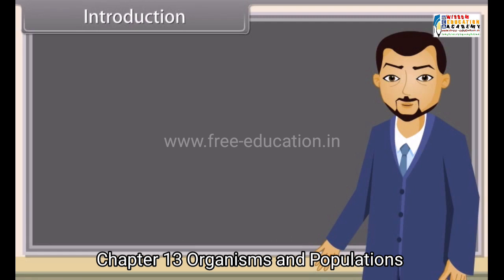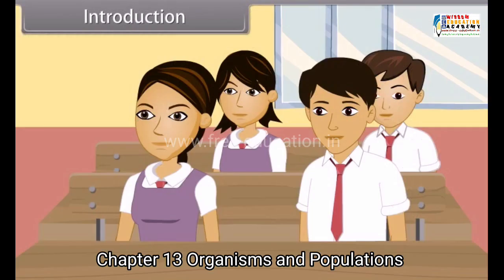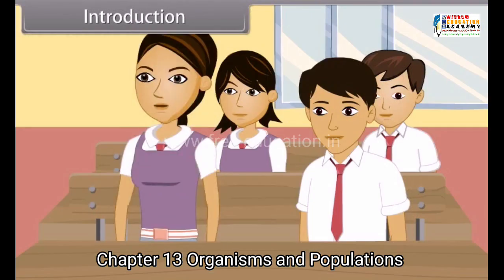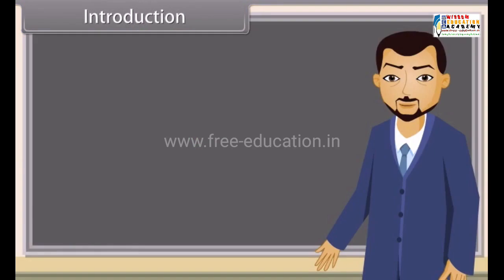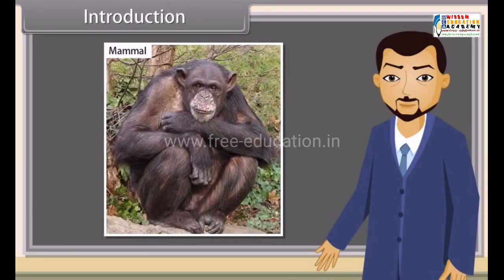Can anybody tell me what organisms are? Sir, organisms are the living things that are capable of reacting to stimuli, reproduction, growth, and homeostasis. Well said, Ria. And the examples of organisms are mammals, birds, bacteria, fungi, etc.